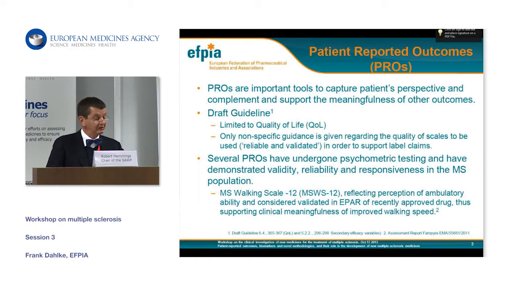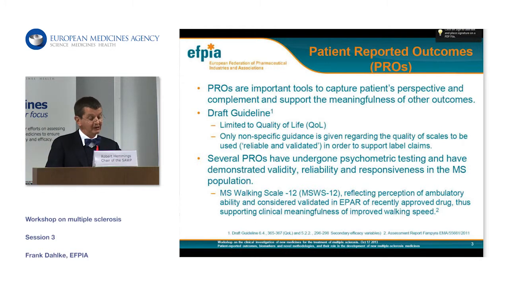The current draft guideline limits its coverage to quality of life, and it gives only relatively unspecific guidance regarding the quality of scales which should be used. It uses a set of general terms, reliable and validated, which of course is true, but what is it exactly, what do we need to do in that context? And we heard already this morning that this is not so easy, but nevertheless important.